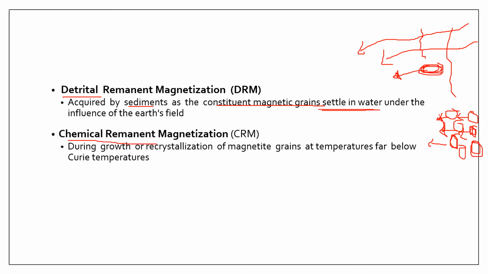And now the last type is chemical remnant magnetization, which is basically all about recrystallization of magnetite grains at low temperatures. Okay, so as they are recrystallizing, they will essentially reorient to the current magnetic field.